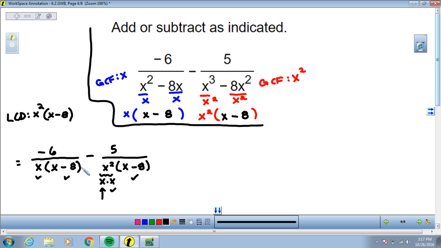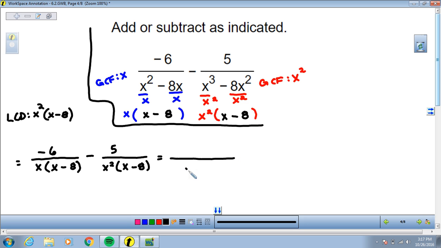Okay. List all the factors from the first denominator, which was x and x minus 8. We did that. But then that second denominator, we need to list anything that we have not listed. That one had an extra x that we didn't have. So we have to include it in there. So that x times x will give me my x squared. Okay? Now, we are going to begin with the process of subtracting those two fractions.